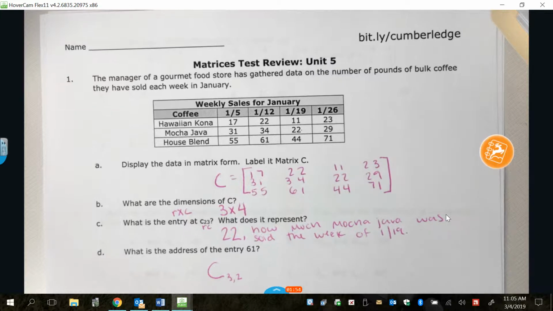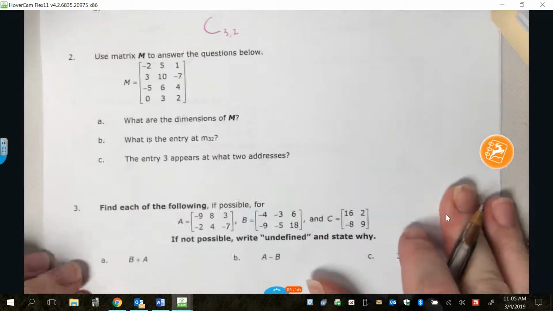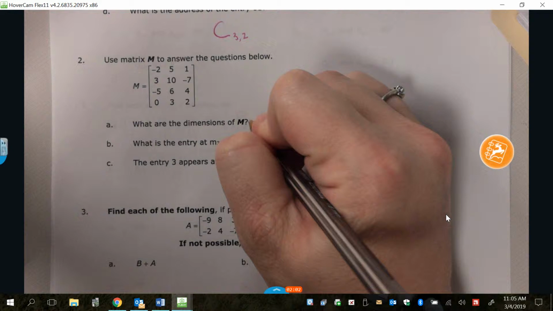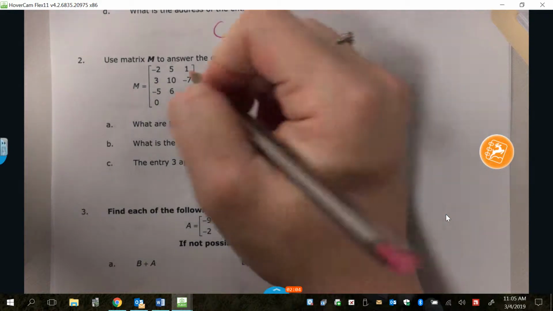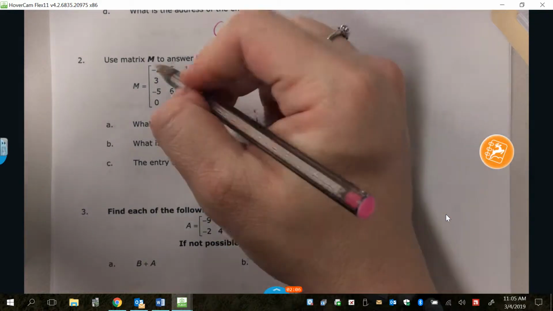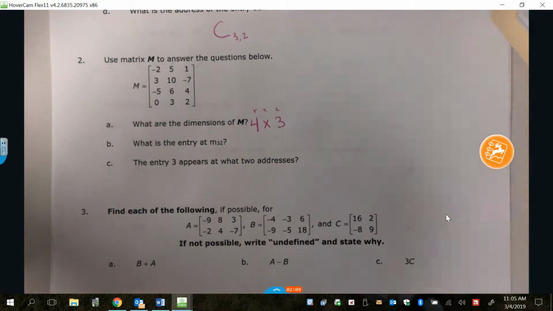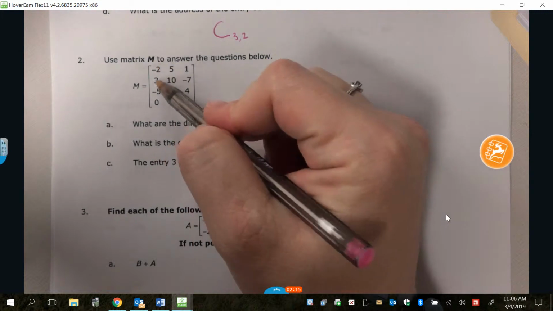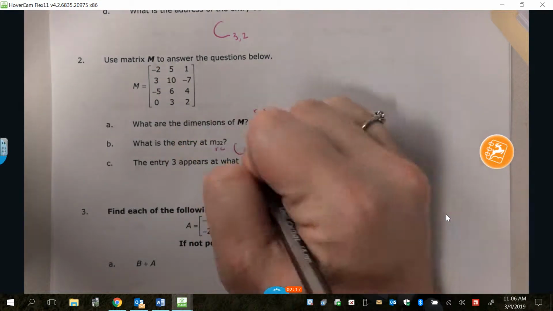Okay, let's look at number 2. It says use matrix M to answer the following questions. What are the dimensions? Well, it's 4 tall, so that's our rows. Remember, it's row by column, and there are 3 columns. What is the entry of M32? Row 3, column 2 is 6.